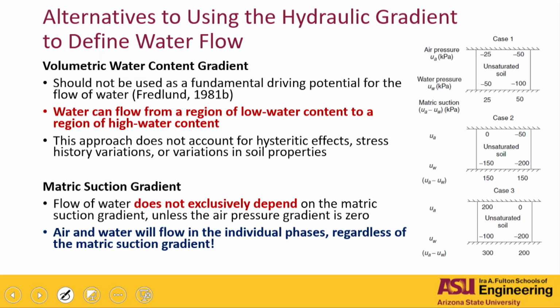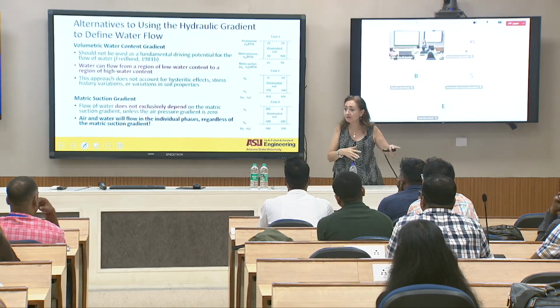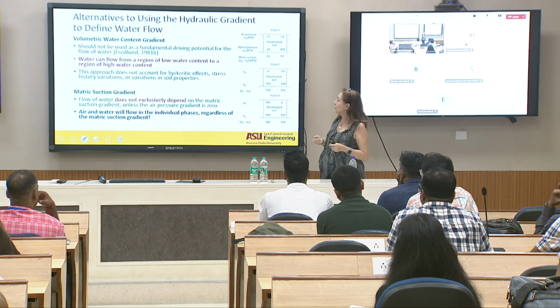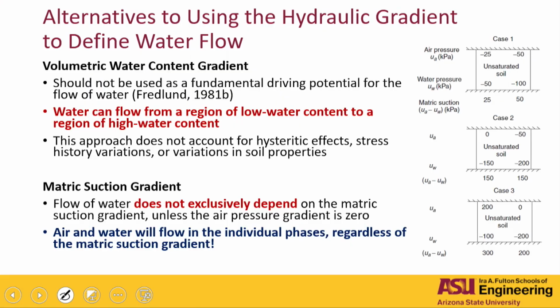So air and water are going to be flowing in individual phases, okay? Not always are the two of them going together. Not always is the flow of vapor going in the same direction as the liquid water, okay? So we can consider different cases in here. We can have a case with an air pressure difference, where the first one has more pressure than the second one. Same thing in here, more pressure for water in this one, and you still have a matrix suction of 25, pore air minus pore water pressure, right?